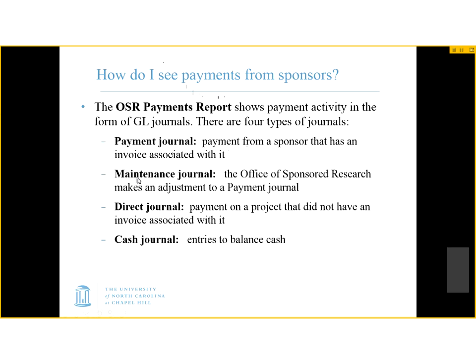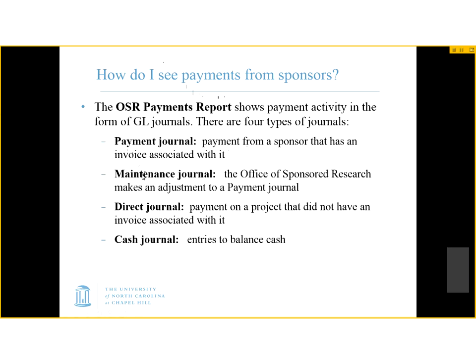A maintenance journal is where we received this money in, and then OSR made some kind of adjustment to move that money from point A to point B, chart field string A to B. The most common scenario would be that we received this payment from the sponsor, but it wasn't clear or wasn't identified at that point where that money belonged, so it had to sit on account until such time as they figured out where that money belonged, and then they put the money on the project. That's a very common scenario for a maintenance journal.